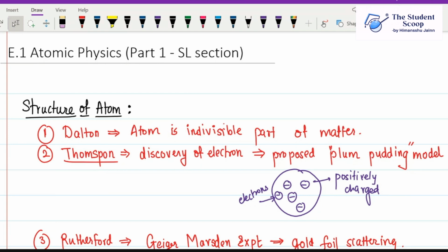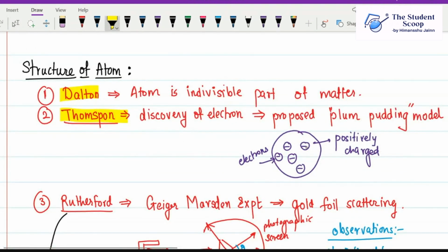When we talk about the structure of atom, it starts with Dalton, who described atom as an individual part of matter, but that was not scientifically backed. But there was the discovery of the electron, which was done by J.J. Thomson, who proposed the plum pudding model. A plum pudding model suggests that there is a positively charged sphere on which there are electrons, just like a choco chip in a cookie dough or like a plum in a pudding.